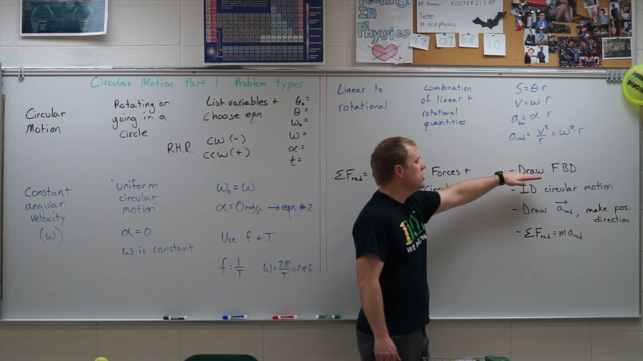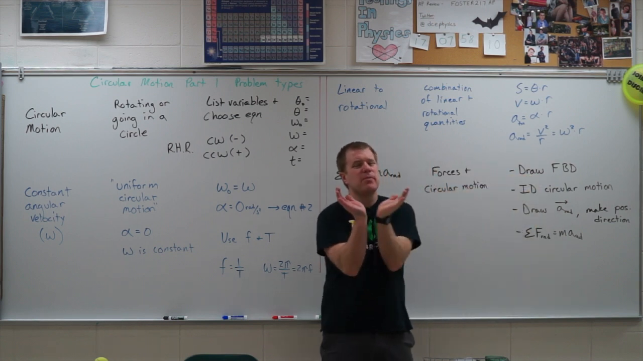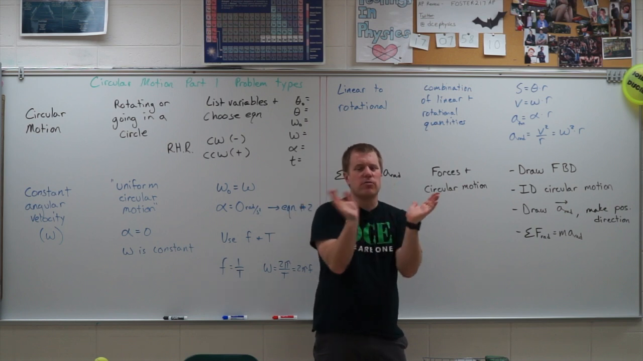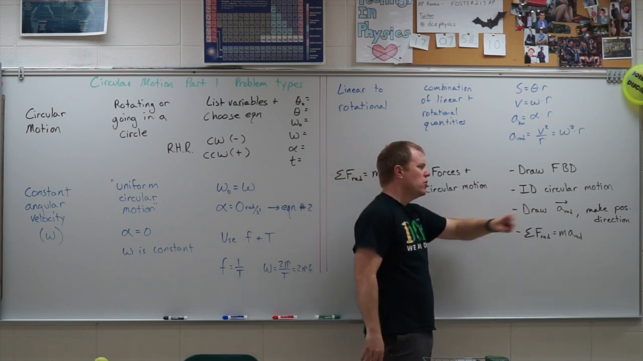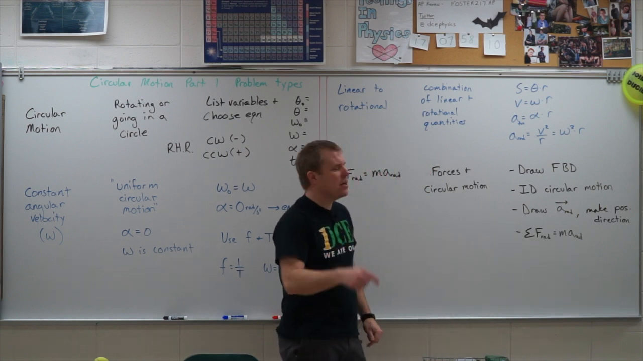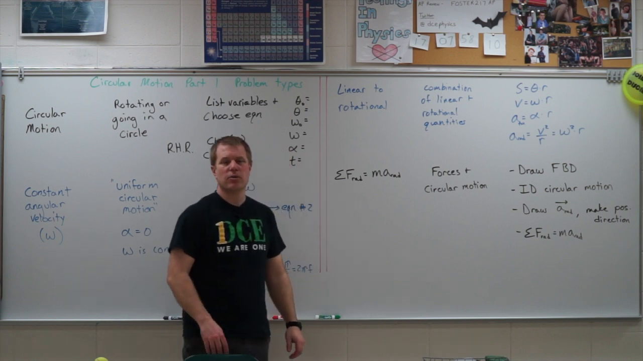So what you need to do there is draw a free body diagram, identify the circular motion. Sometimes it might only be a part, like going through a valley on a roller coaster. It's only part of a circle. So you need to identify that circular motion, draw a rad, always radially inward, and make that your positive direction, sum up the forces in the radial direction, set it equal to m a rad.